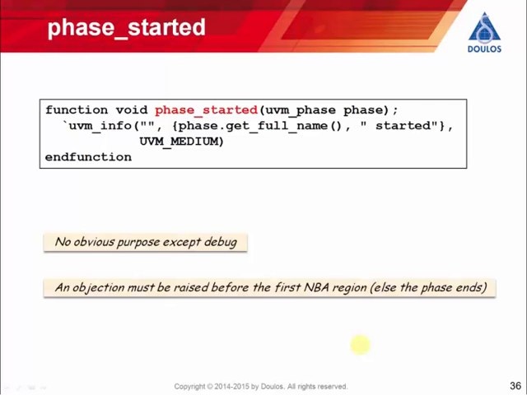So phase_started is called at the start of a phase. I really don't think this method has any obvious purpose, except maybe for debug. It is called when any phase is started for a component. So here we're overriding phase_started to simply print out a message to show when each phase has started. The one thing to notice about the start of any phase is that you've got to raise an objection before the first NBA region of that phase. If you don't raise an objection before the first non-blocking assignment region, then the phase will end in the very same time step in which it started.